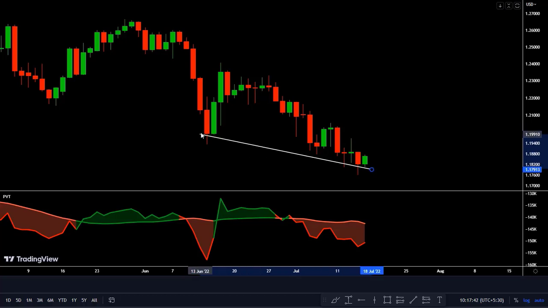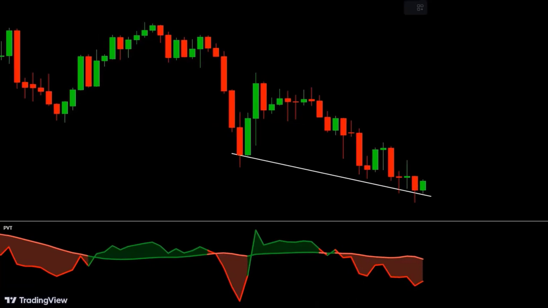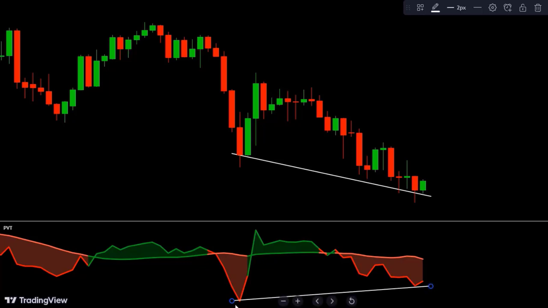However, if we take a look at the PVT indicator, we can see that higher lows are being made. This indicates that the selling pressure in the market is decreasing despite the price of the asset continuing to fall. This divergence between the PVT indicator and the price action can suggest that the price of the asset is oversold and may be due for a correction.